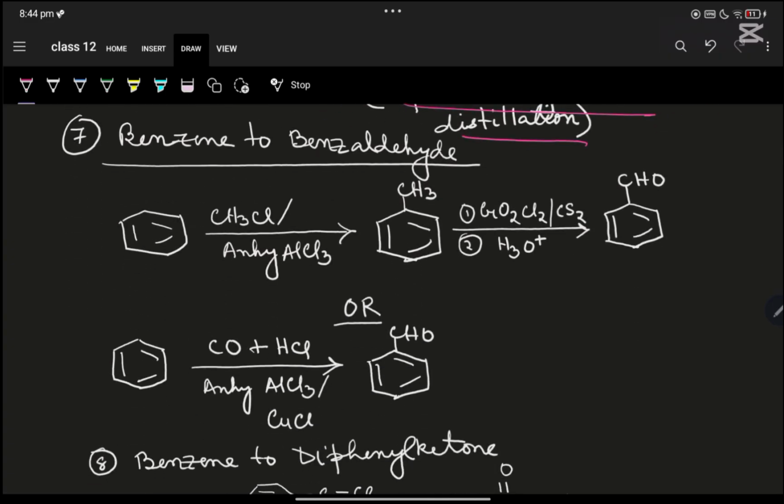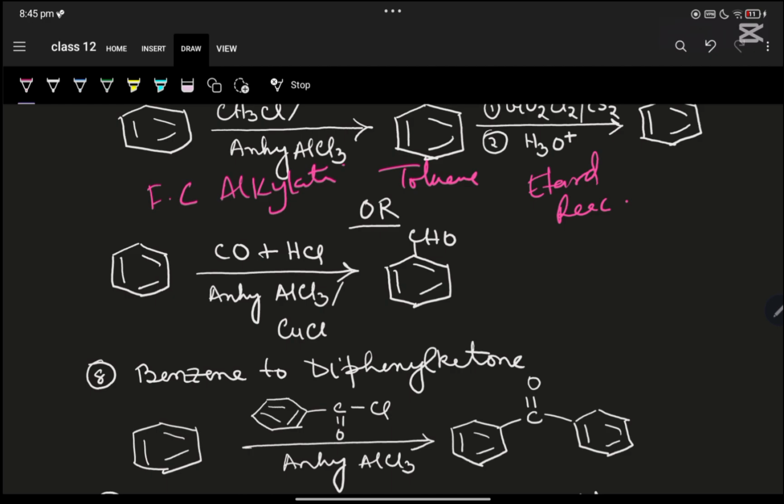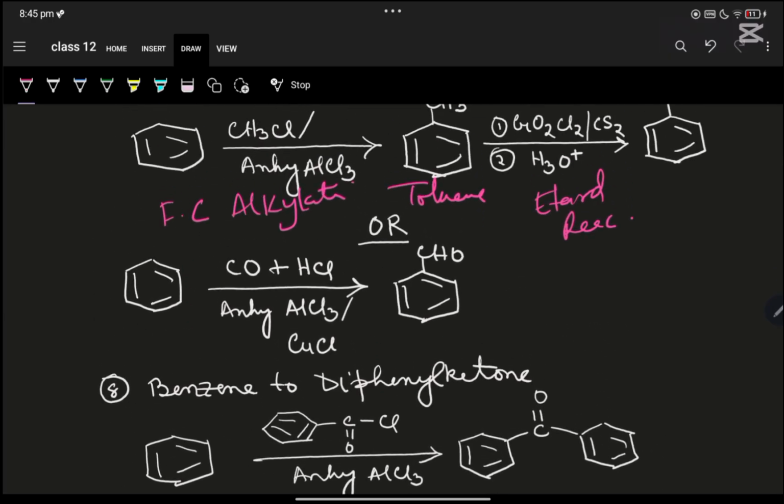Now benzene to benzaldehyde. You can convert benzene first to toluene and then convert toluene to benzaldehyde using the Etard reaction. So what you can do, you give CH3Cl, anhydrous AlCl3. This is the Friedel-Crafts alkylation reaction and then you get toluene, and then you do the Etard reaction giving CrO2Cl2 in presence of CS2 followed by H3O plus. Or you can also do it by the Gattermann-Koch reaction, that is CO plus HCl in presence of anhydrous AlCl3 or CuCl. This is a direct method.